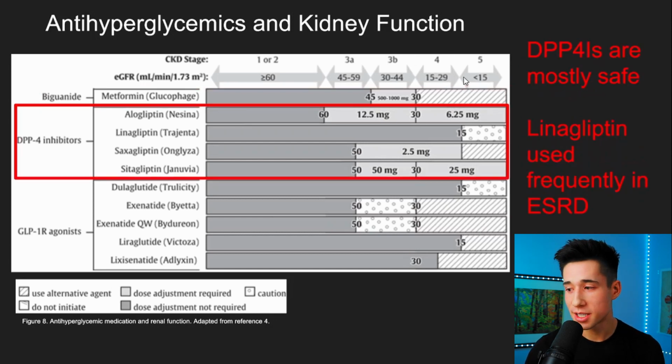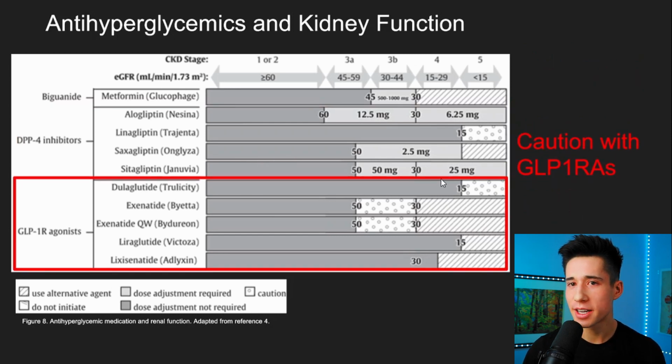DPP-4 inhibitors, mostly safe. You can see over here, a lot of them you can use at the lower renal functions. For example, pretty much all of them you can use at low renal functions. It's just saxagliptin where we've got to discontinue it below 15. GLP-1 receptor agonists, we've got to be careful with. One of them you can continue to use, the dulaglutide, and then some of them you're supposed to discontinue below 30 or below 15.